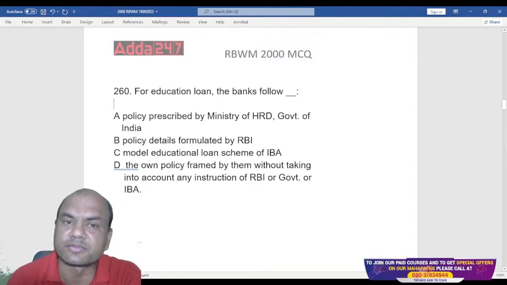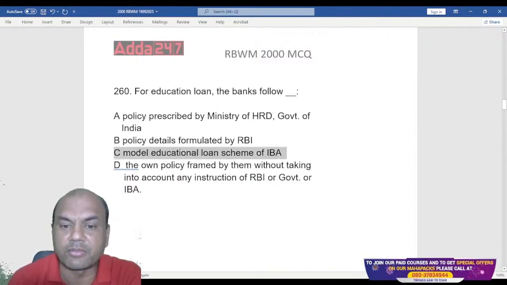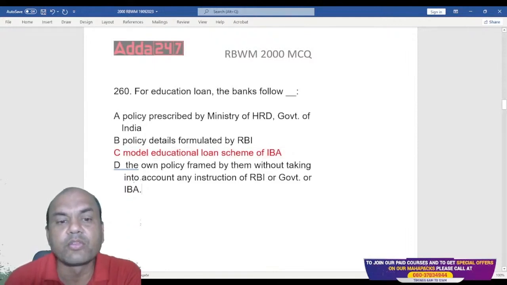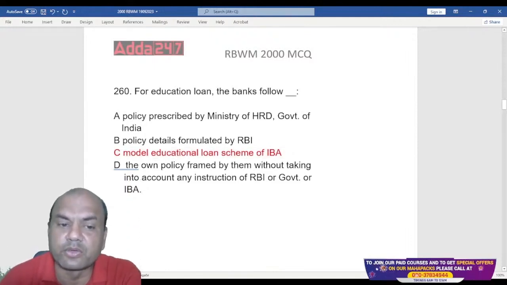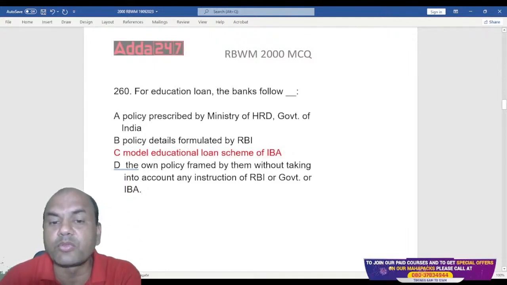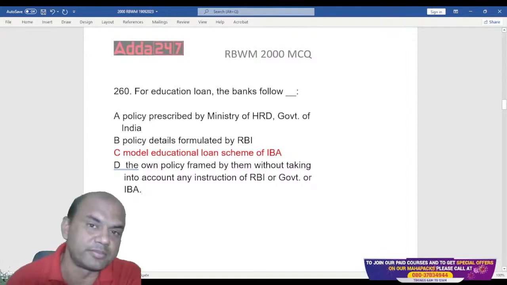What is the answer? It is IBA. Remember this. For education loans, banks follow the model education loan scheme of IBA. IBA has devised this scheme. Okay.